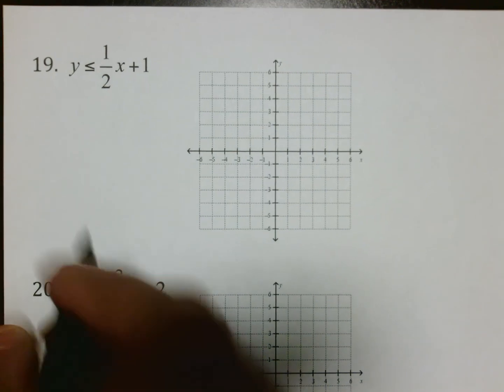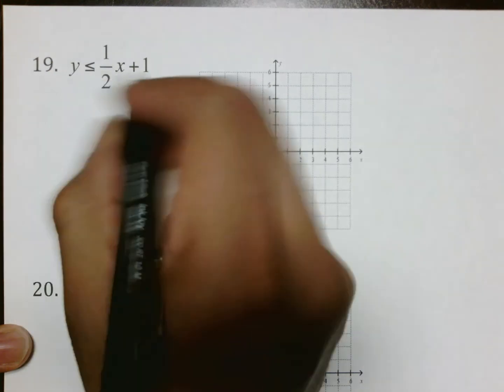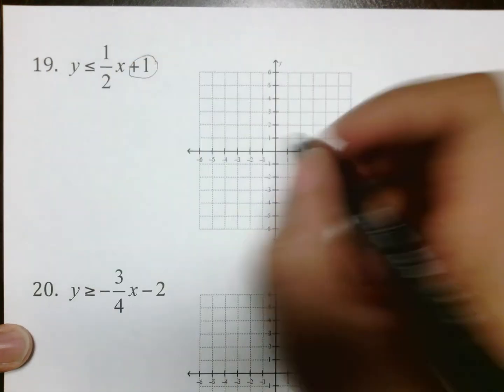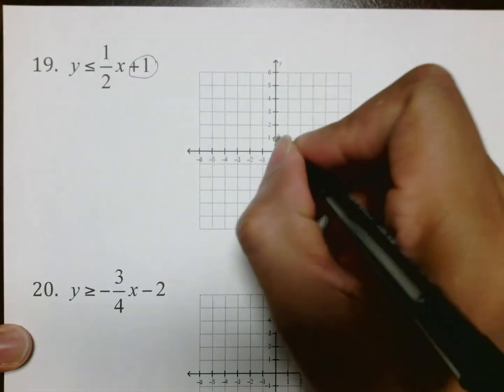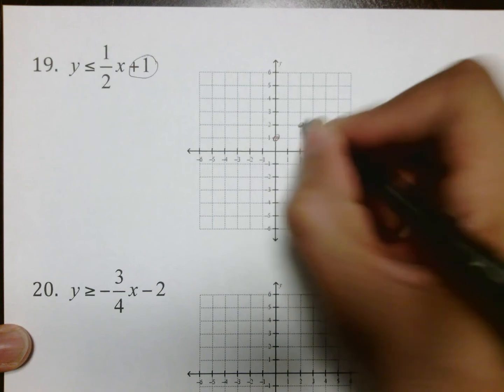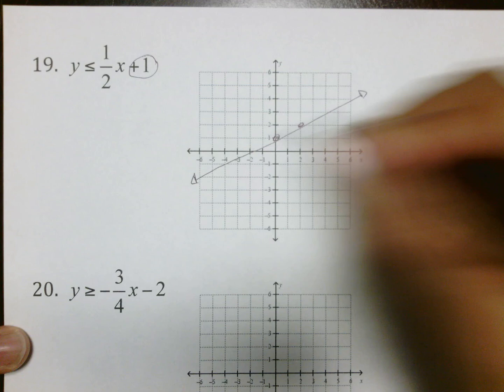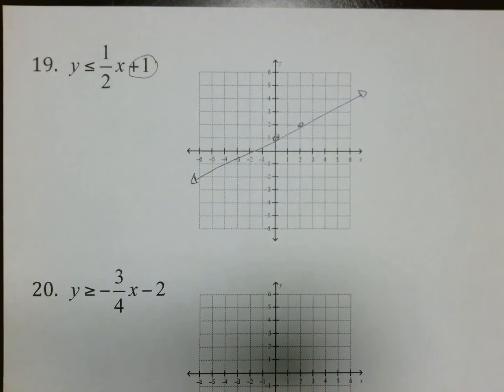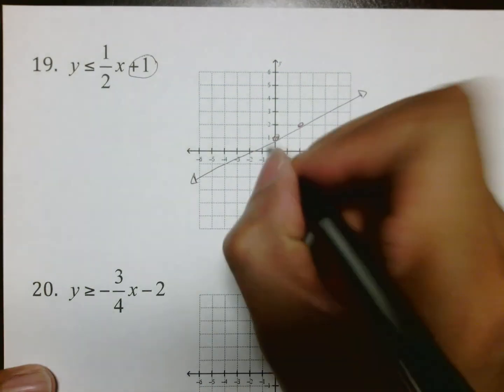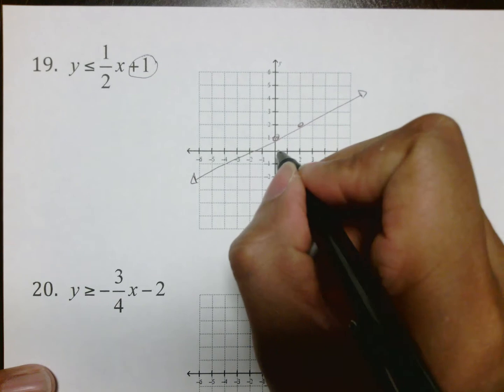Number 19, graph first. This is slope-intercept form. Remember that this is telling me to take my 1 and go up 1. This is telling me to go up 1 and over 2. I then draw the best line I know how to draw through those 2 points. After I get the graph, again, because of this inequality, I have to test 0, 0.